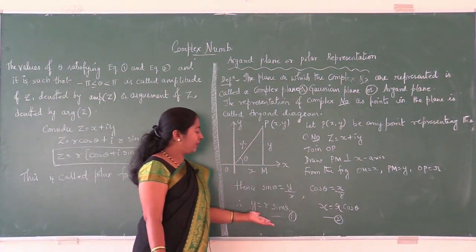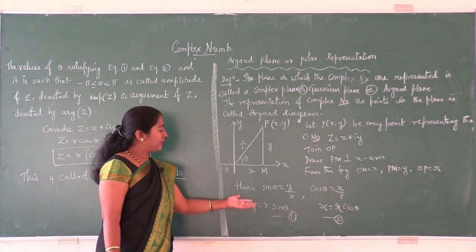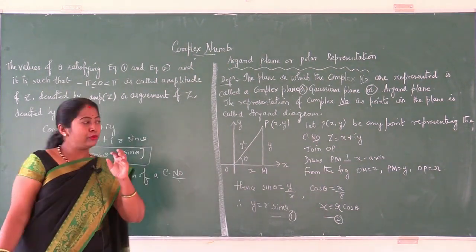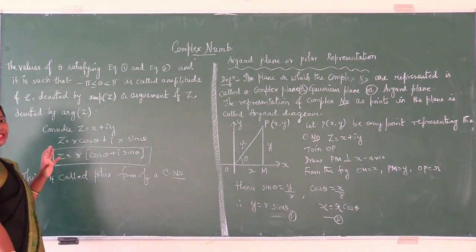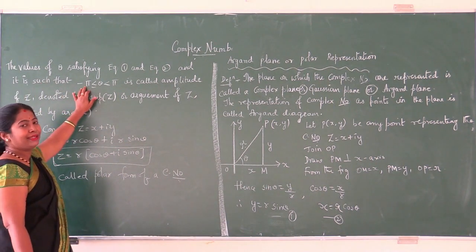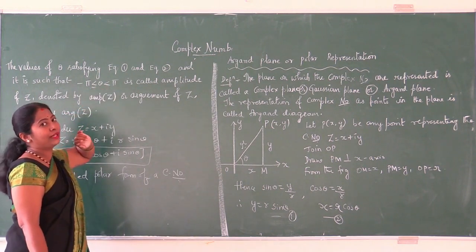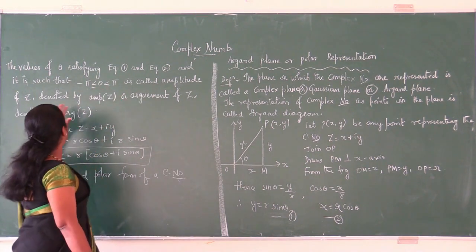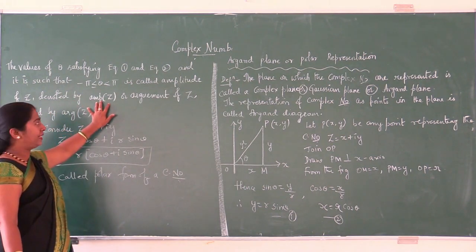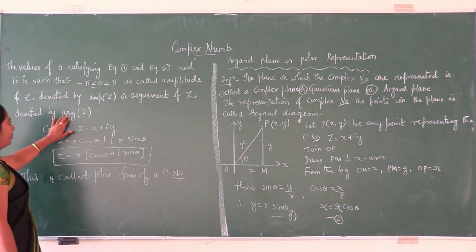Keeping equation 1 and equation 2 in mind, that is y equal to r sin theta and x equal to r cos theta, the value of theta satisfying equation 1 and equation 2 such that minus pi less than theta less than or equal to pi, where the value of pi is 180 degrees, is called the amplitude of z, denoted by amp z, or the argument of z, denoted by arg z.